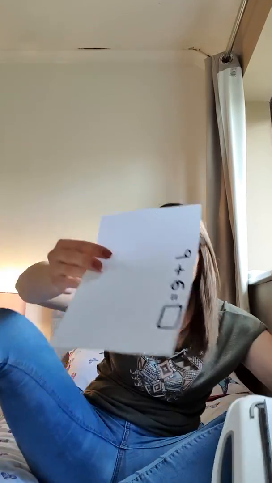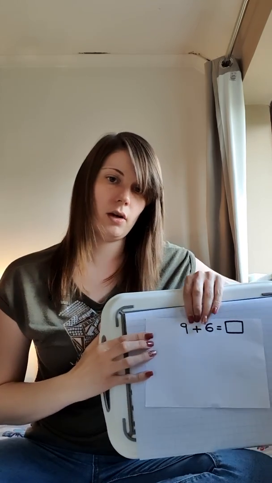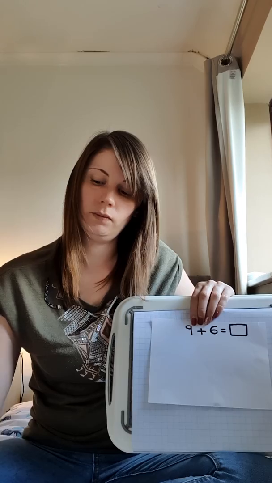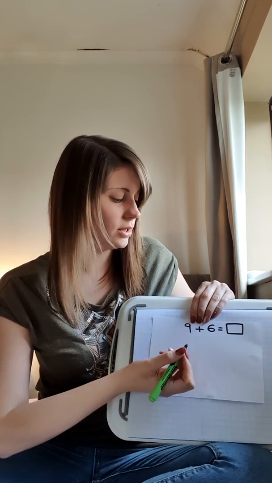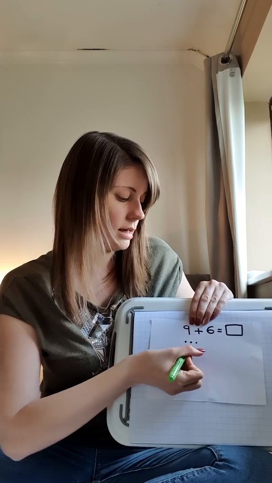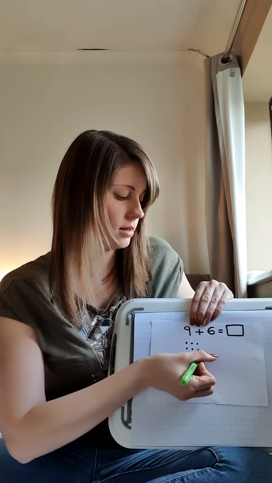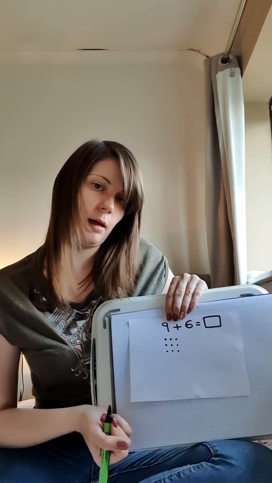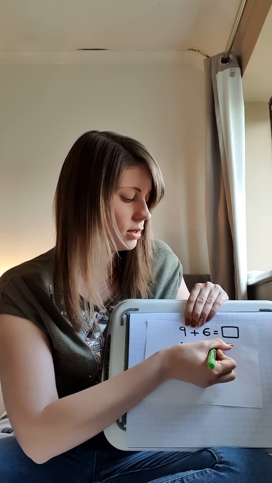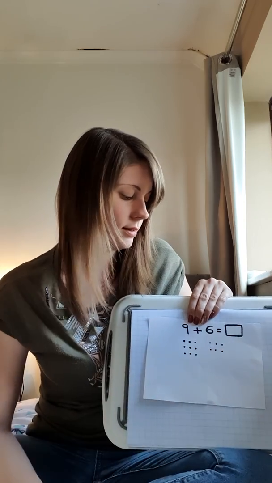So if I was to draw that, I would do my 9 Deans to start with. So 1, 2, 3, 4, 5, 6, 7, 8, 9. Happy? I've got my 9 there, and then my 6. 1, 2, 3, 4, 5, 6.